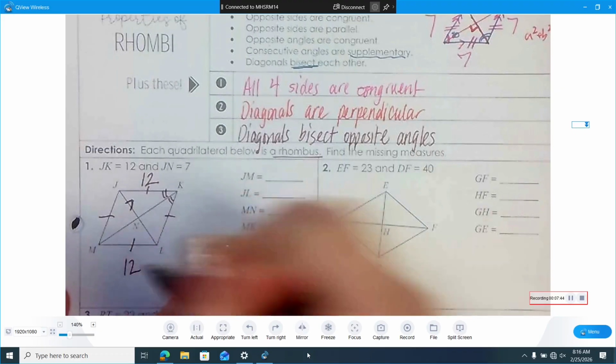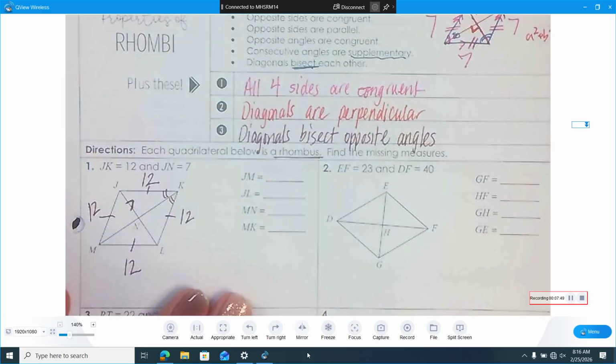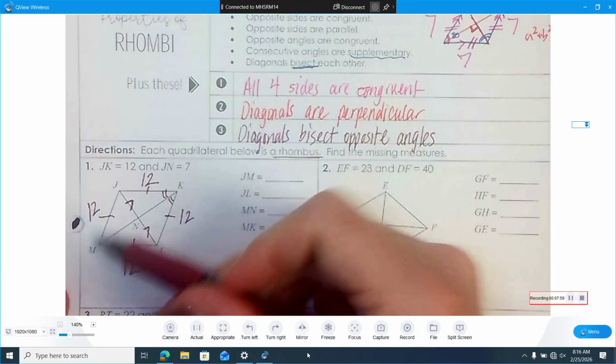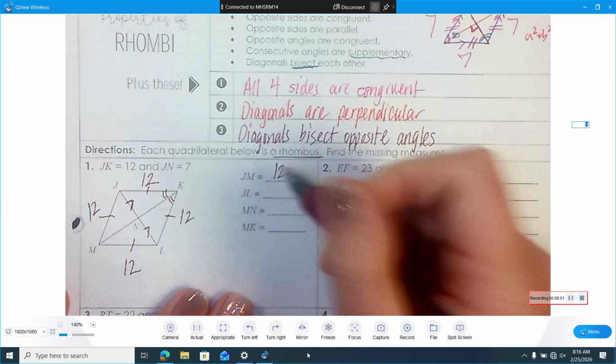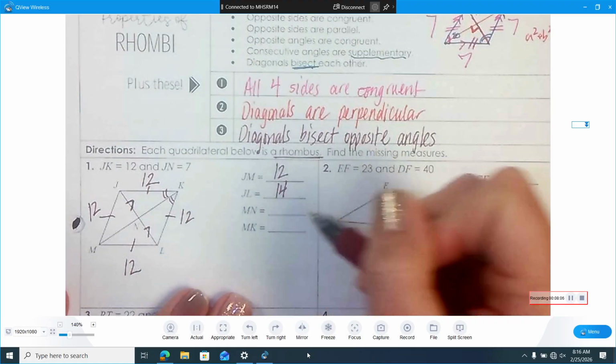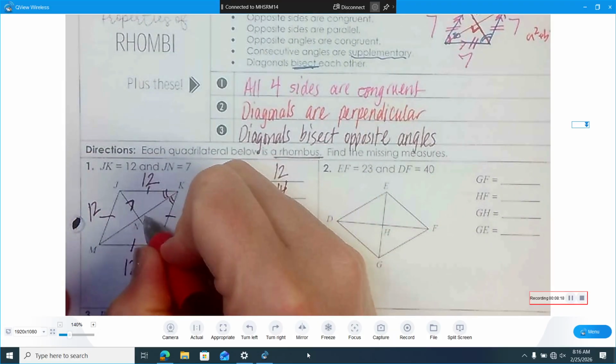All right, everything is 12 all the way around. What else do we know? NL is also 7. Excellent. Okay, so JM is 12, JL is 14, MN. Oh, no, the diagonals are not congruent, not a rectangle. So, let's see, what else do we know here?